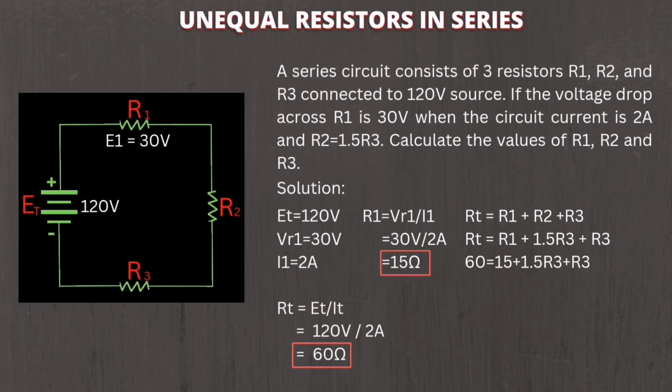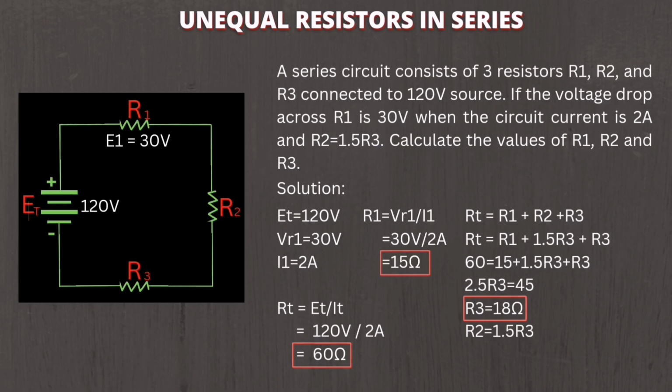So substituting the values, we have 60 ohms is equal to 15 plus 1.5 R3 plus R3. Then we will have 2.5 R3, which is equal to 45. Then the answer is R3 is equal to 18 ohms.